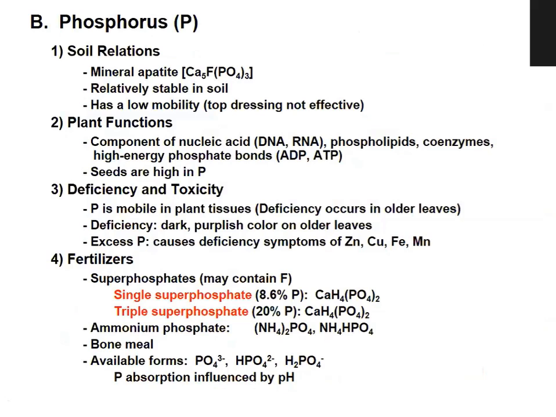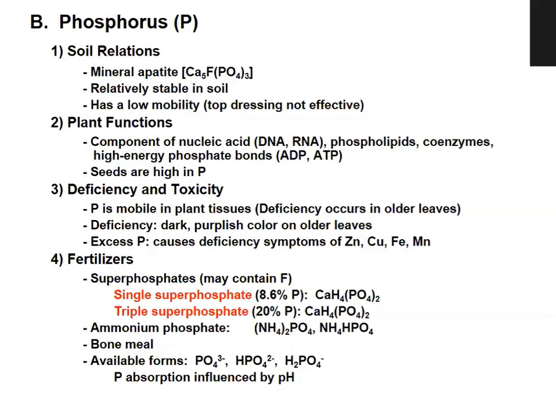Then we study the deficiency symptoms of phosphorus. Phosphorus is mobile in plant tissues, so deficiency occurs mostly in older leaves. It produces a dark purplish color on older leaves. Toxicity of P causes deficiency of Zn, copper, Fe, and manganese. It is called the antagonistic effect.